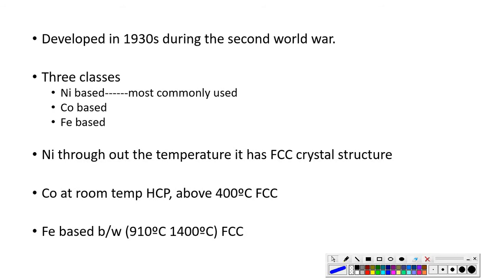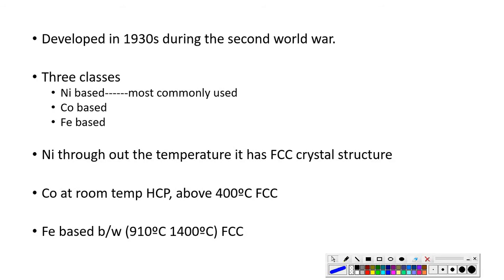Up to the melting temperature, it has an FCC crystal structure. But in the case of iron, this is not true, because there will be an allotropic or polymorphic change in the iron. First it will be ferrite, then austenite, then delta ferrite. So it has a BCC structure, FCC structure, and again a BCC structure.